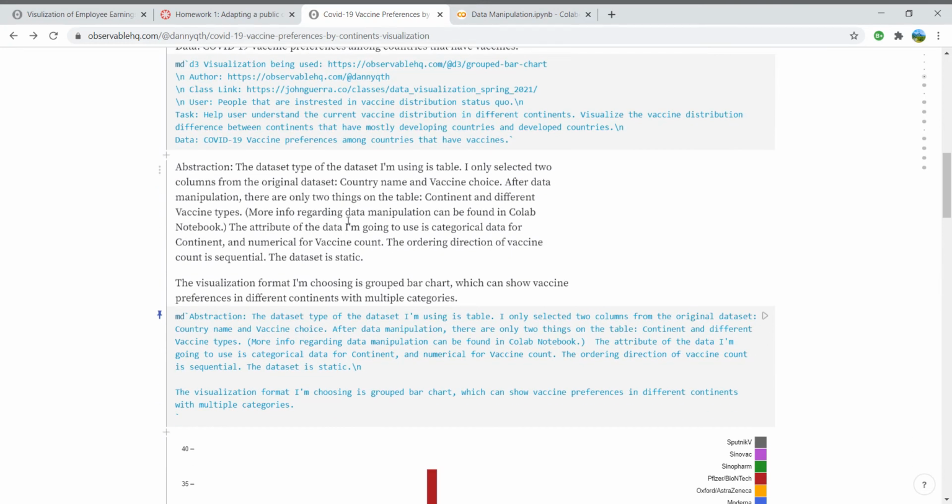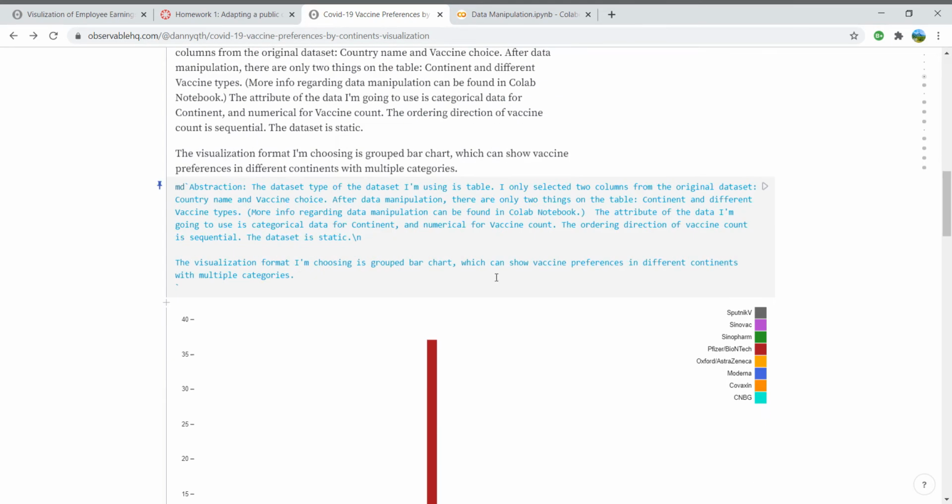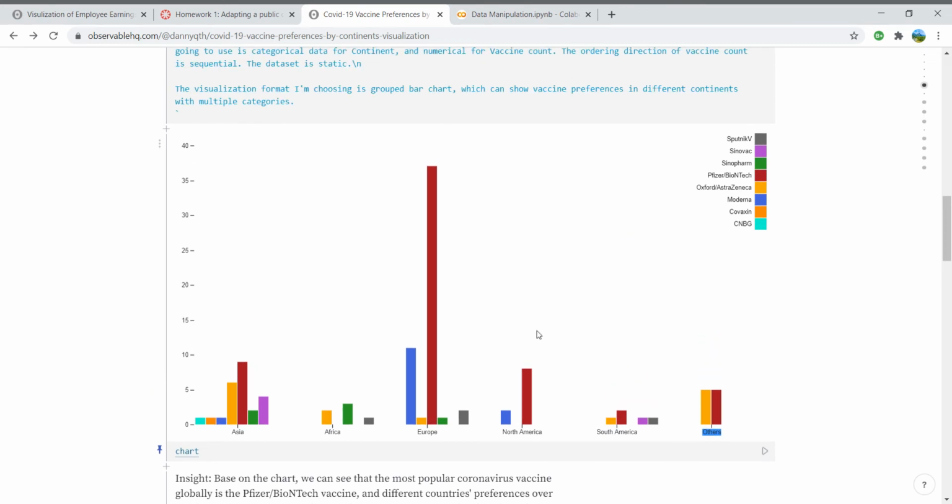The dataset type of this dataset is table, and there are two things, continent and different vaccine types. The attribute is categorical for continent and numerical for vaccine count. The order and direction of vaccine count is sequential, and the dataset is static. So here's what the visualization looks like.